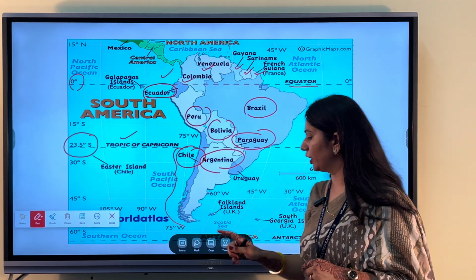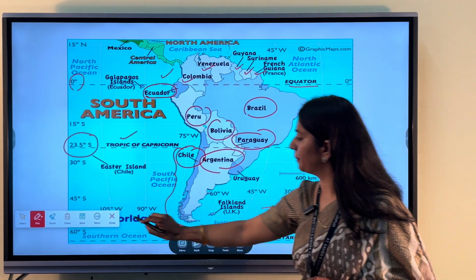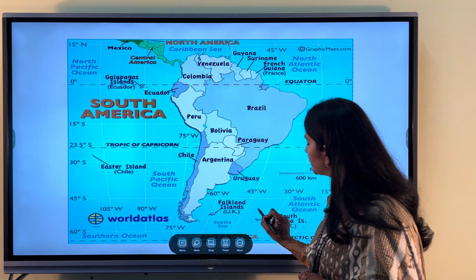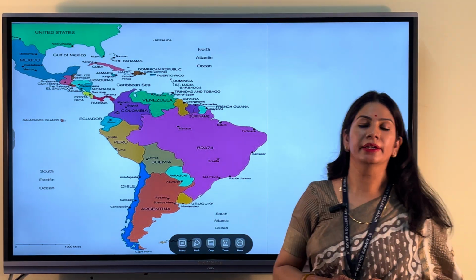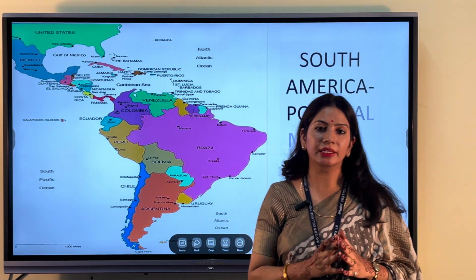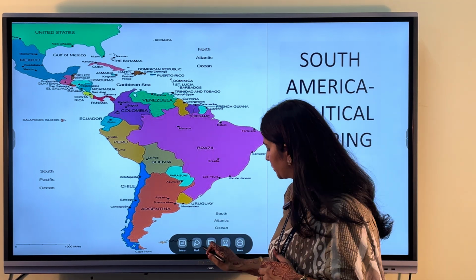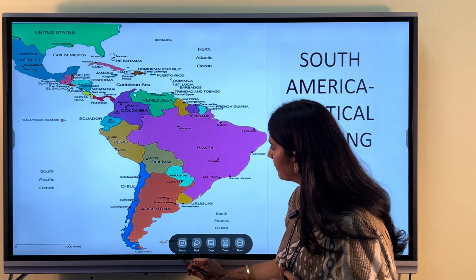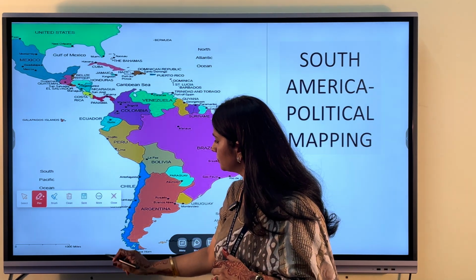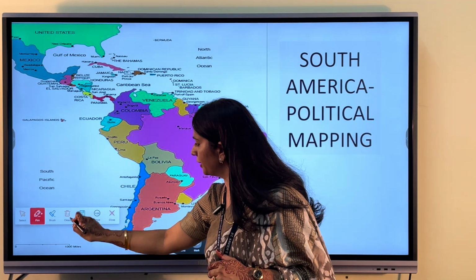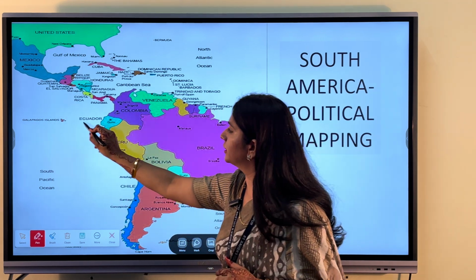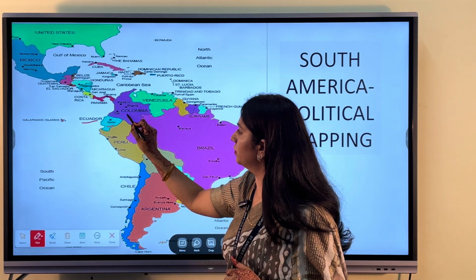Now ahead we would be seeing the administrative regions of these nations. So now we will mark the capitals of different countries of South America, as you can see in this map. Let's begin. So starting again with Ecuador, the capital of Ecuador is Quito.